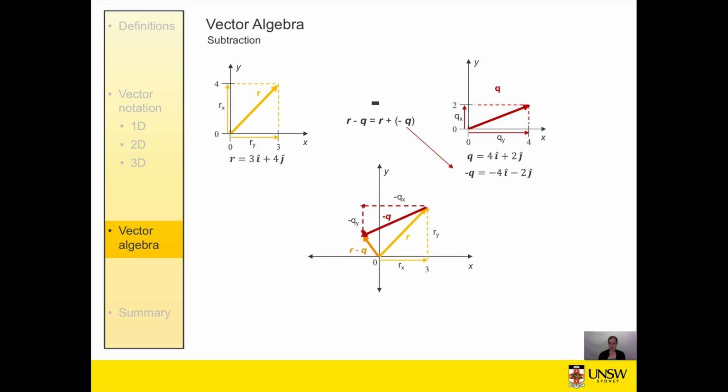So for r minus q, we do each component individually. First we subtract our x components, so Rx minus Qx, and then we subtract our y components, Ry minus Qy. And again, this formula is valid for any number of vectors. If we take our values from our graph, our x value is equal to 3 minus 4, and our y value is equal to 4 minus 2. And we find that we have our final vector equal to minus i plus 2j. And we can see from the graph that the vector matches the answer, which is always handy.